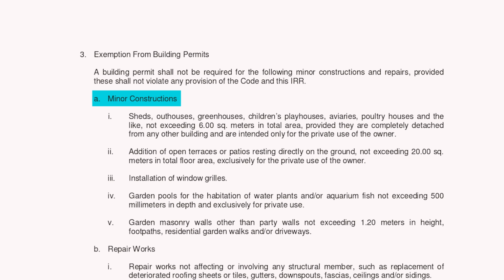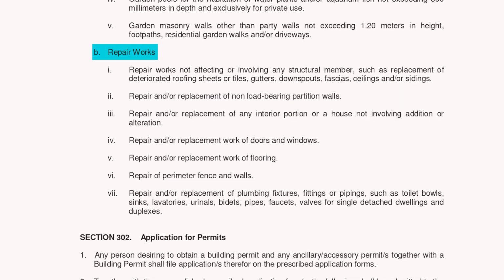No need for permits for window grills, garden pools that are half a meter deep or shallower. Also, garden masonry walls not exceeding 1.2 meters in height. These are all considered minor. These are all things that you can build or construct without getting a building permit because they are exempted. Okay. Next, let's talk about repairs naman.